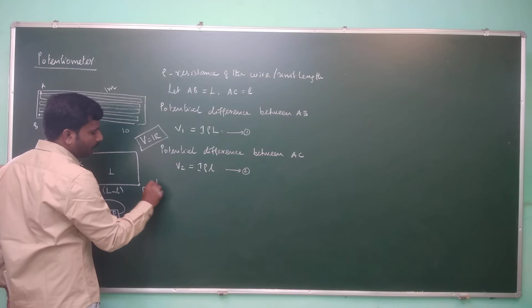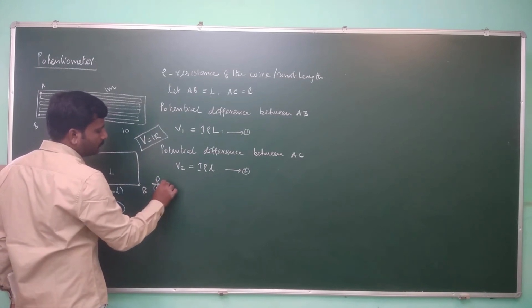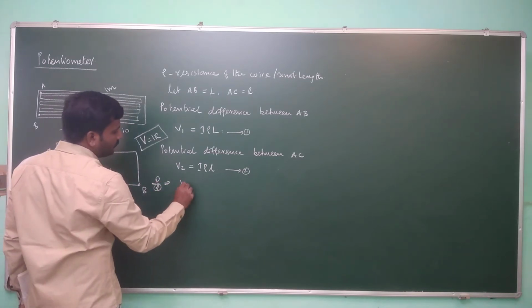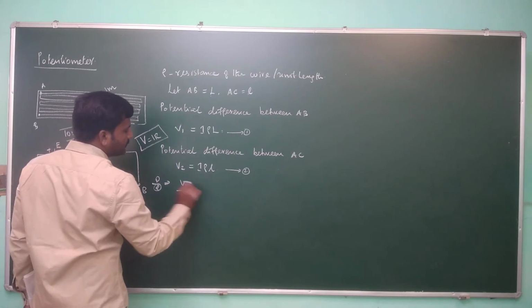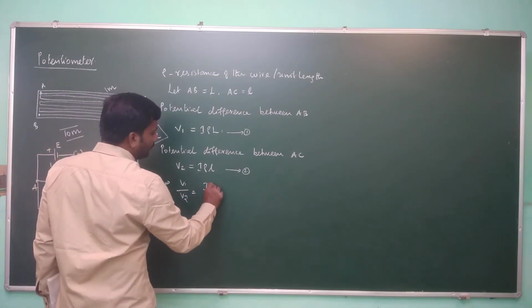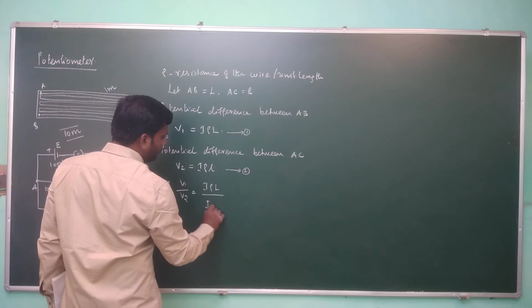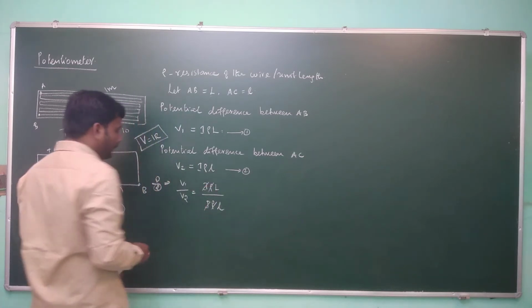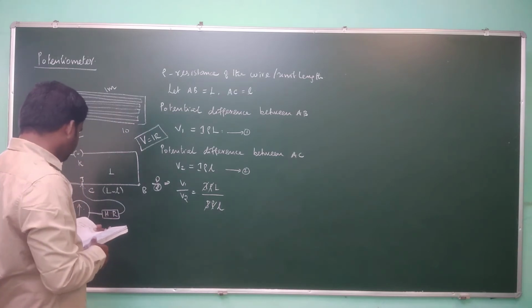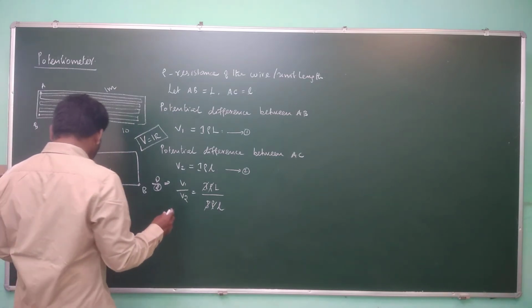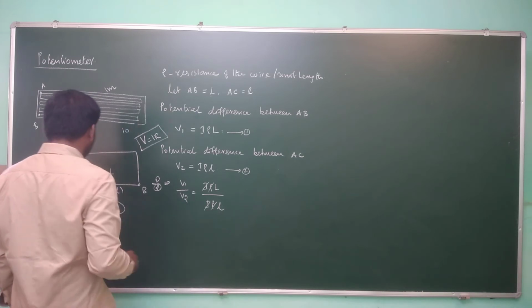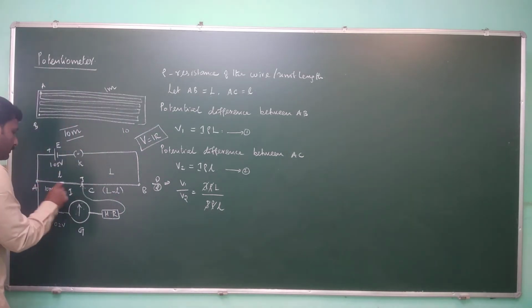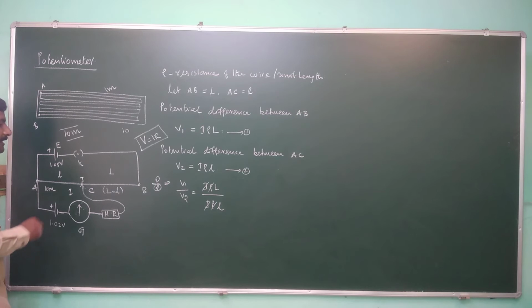Suppose you want to calculate V1 by V2, then what will you get? V1 by V2 is equal to I rho L by I rho small l. So I rho everything will be cancelled out. What's remaining? If you want this, that is the potential difference across the length of the balancing point, right?